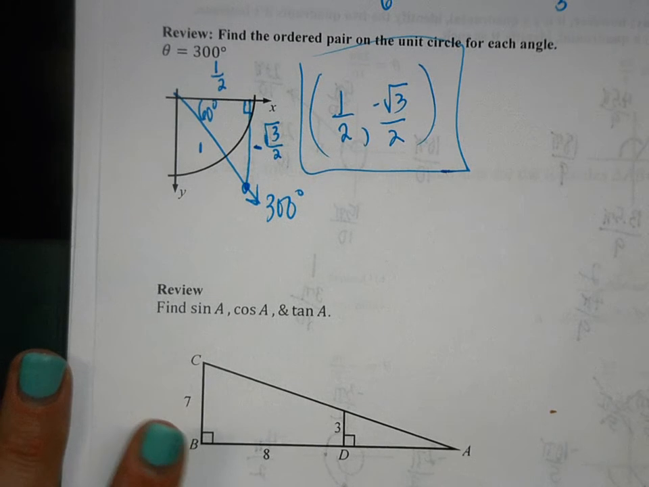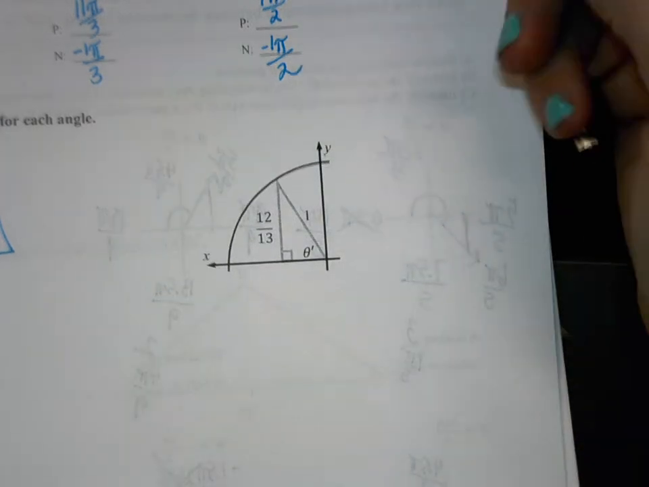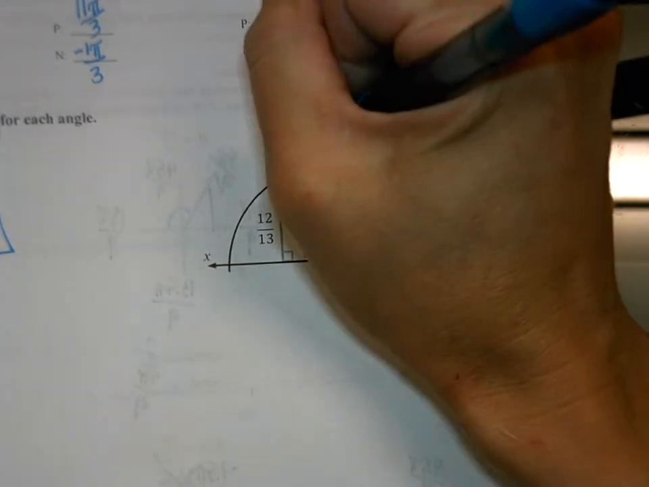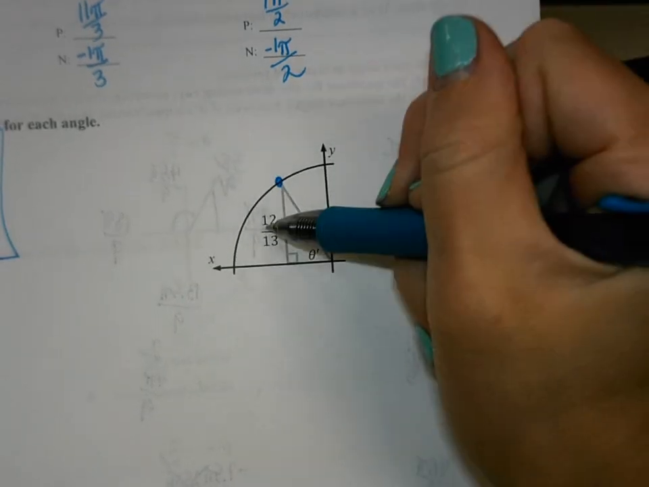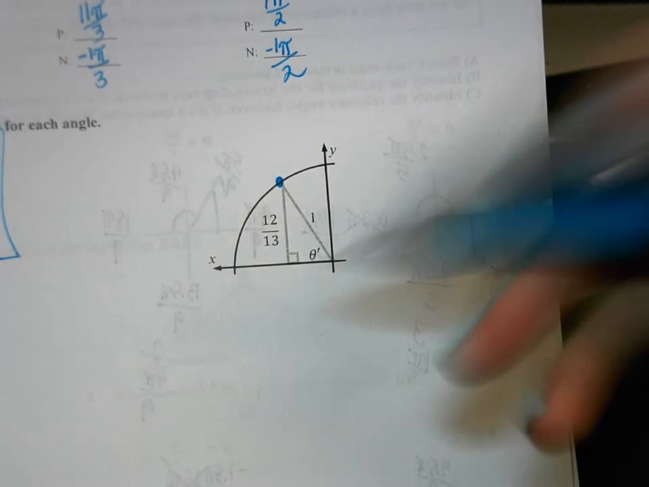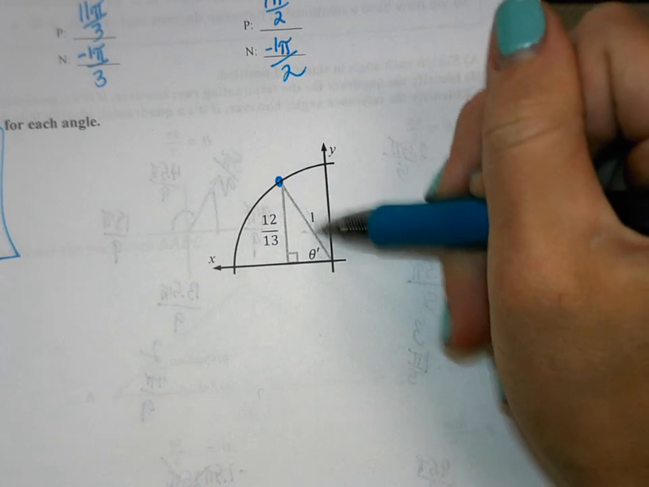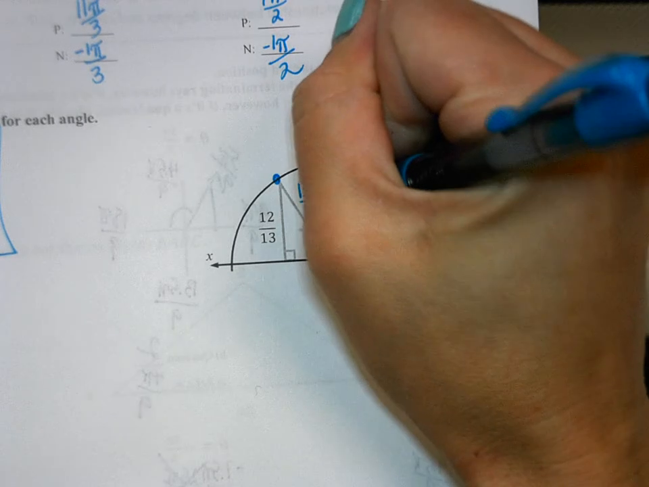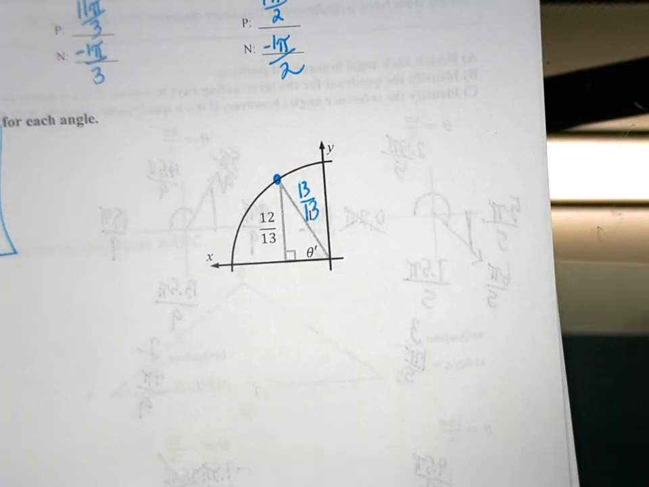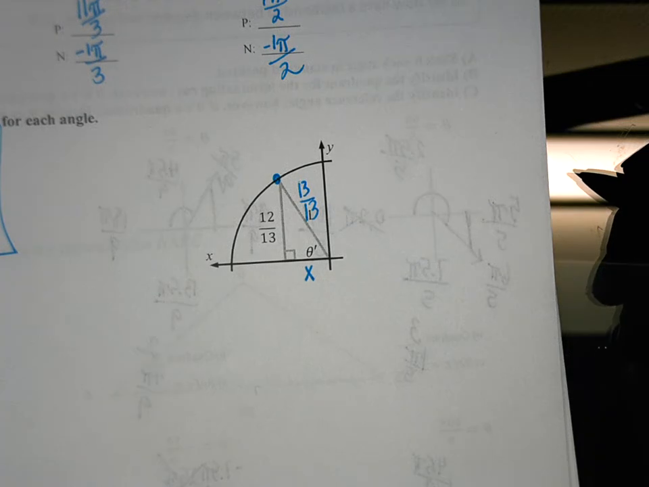All right. Next one. They want to know this ordered pair. Okay, so right here on the circle, they want to know that ordered pair. We already know that the y value is 12 over 13. Based on this being 12 over 13, and this is a 90-degree angle, we're going to make the hypotenuse 13 over 13. Okay, and then we need to find this. How do we find that? What do we use? Very good.